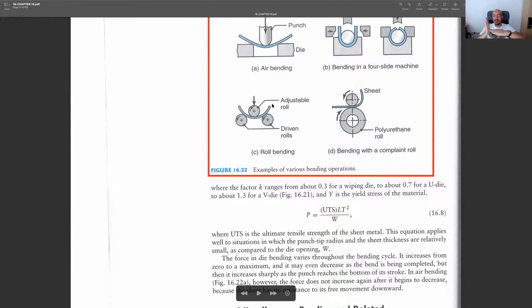You cannot have 90 degrees or some specific degrees, but the resulting sheet metal will be a kind of an arc. And the radius of this arc is set by this roller.